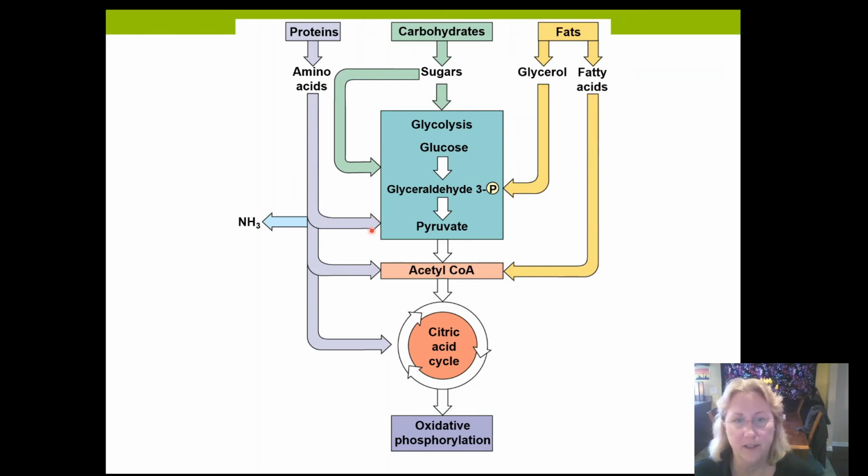And for amino acids as well, it depends on how many carbons they are broken down into. If it's a 3-carbon bit, then it will enter as pyruvate. If it's a 2-carbon bit, acetyl-CoA. If it's a 4-carbon bit, citric acid cycle directly.